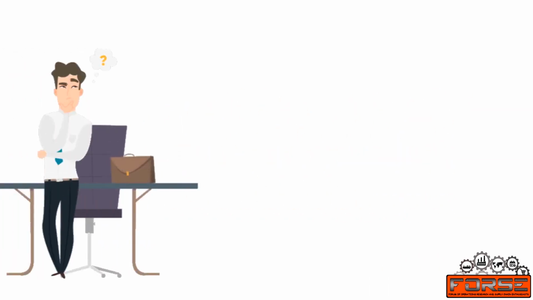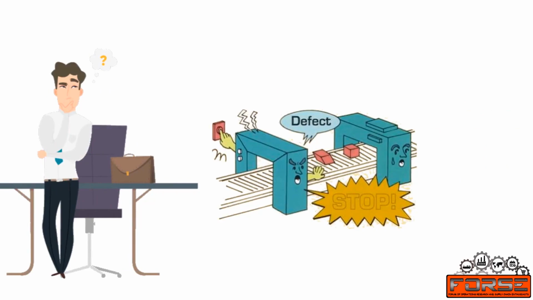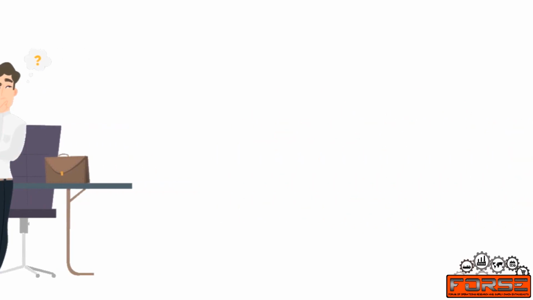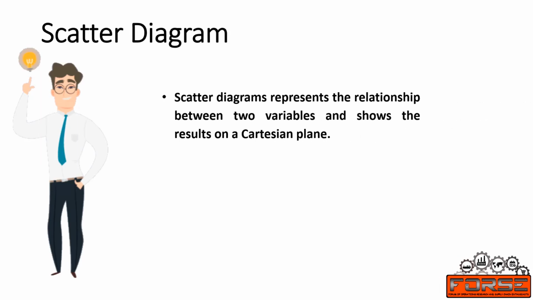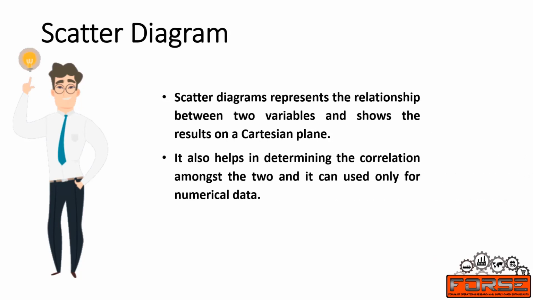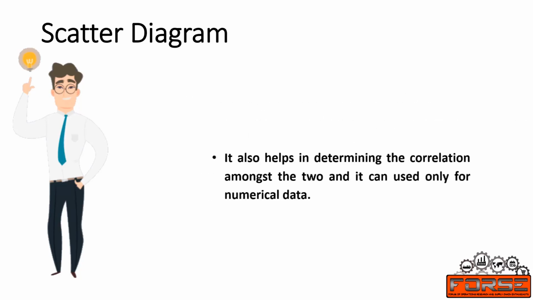Mr. Smith wanted to know how productivity is affected by the number of defects found in a day, so he decided to use a scatter diagram to help find him the relationship between productivity and defects. Scatter diagrams represent the relationship between 2 variables and show the results on a Cartesian plane. It also helps in determining the correlation amongst the two, and it can be used only for numerical data.